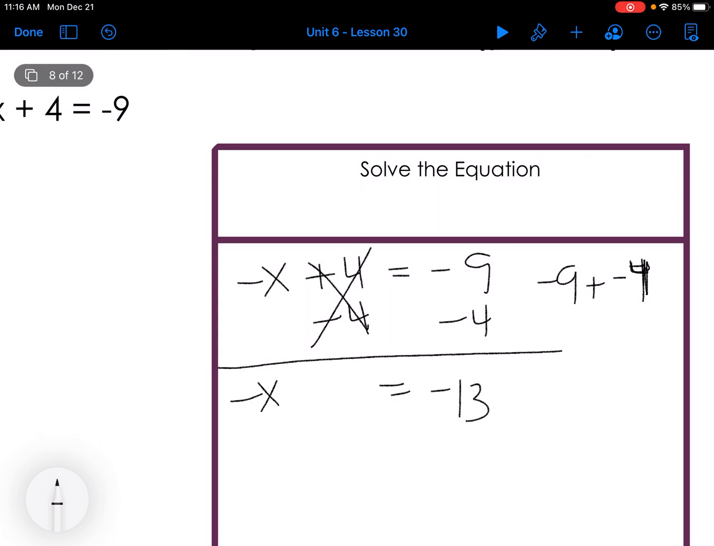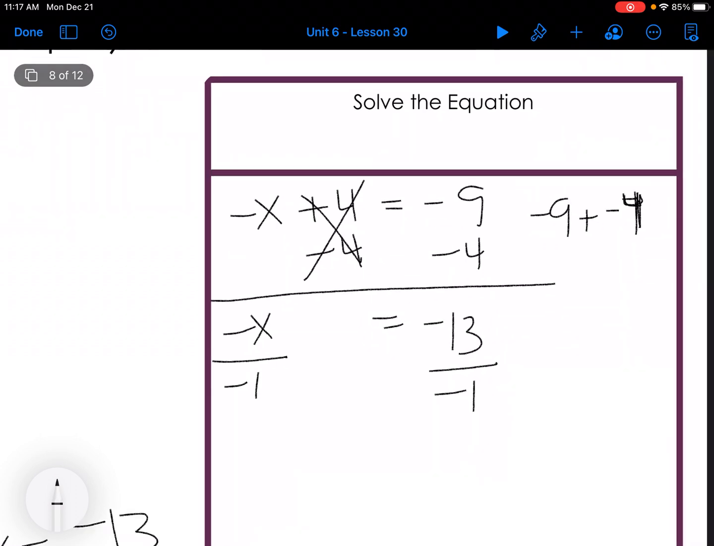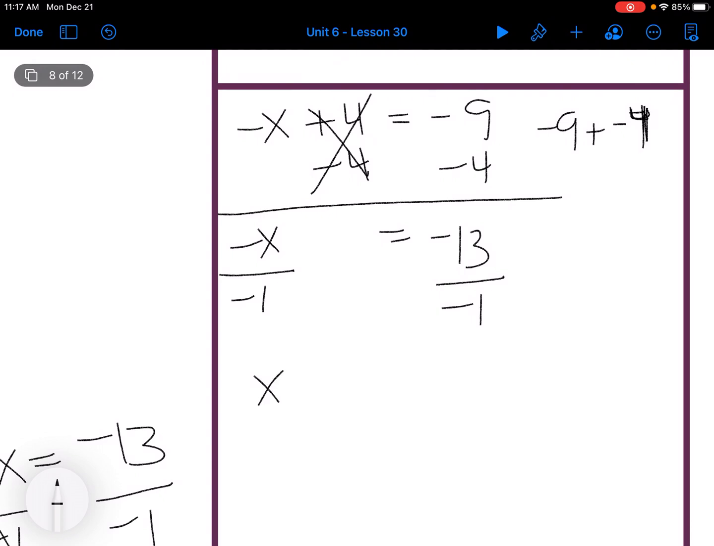Now, I want to find for just 1x, not a negative x, just an x. So I'm going to divide by negative 1, because a negative divided by a negative is going to leave me with a positive x. Negative 13 divided by negative 1 is going to leave me with a positive 13.